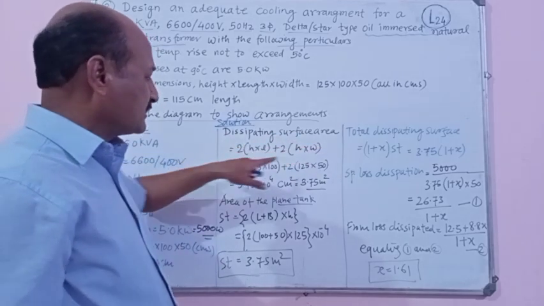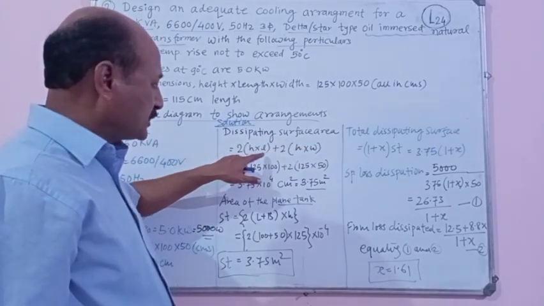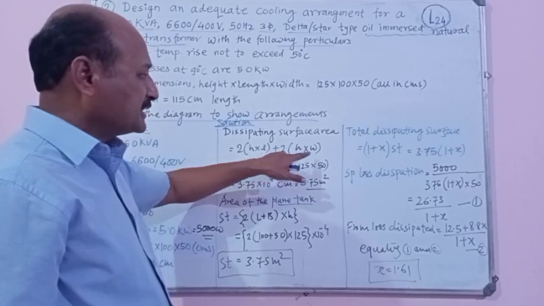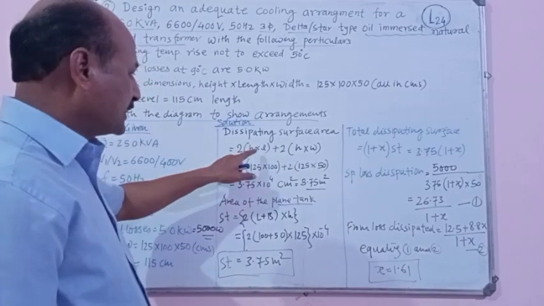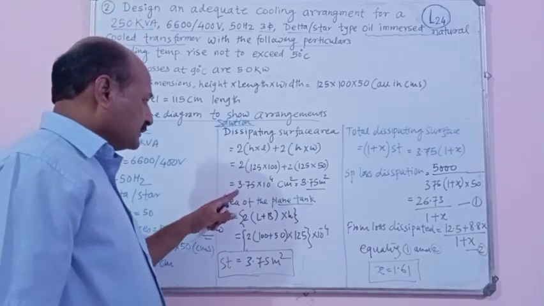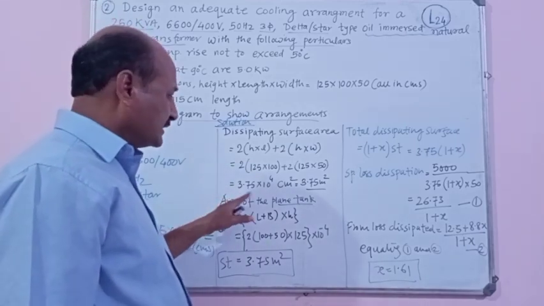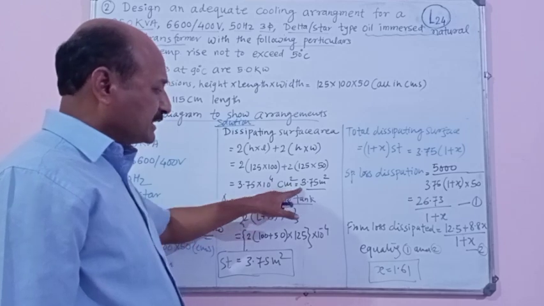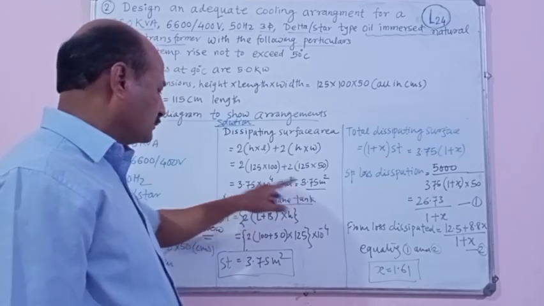Dissipating surface area is given by 2(h × L) + 2(h × width), that is height into length plus 2 into height into width. So in this way, you will get the dissipating surface area in centimeter square. Convert that dissipating area from centimeter square to meter square.